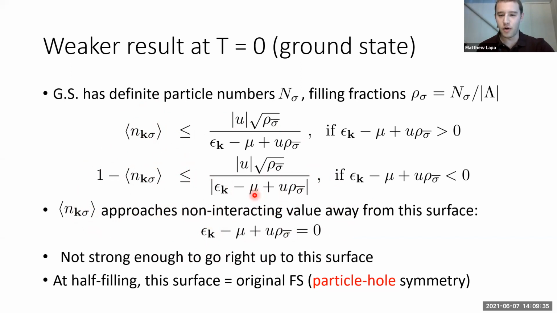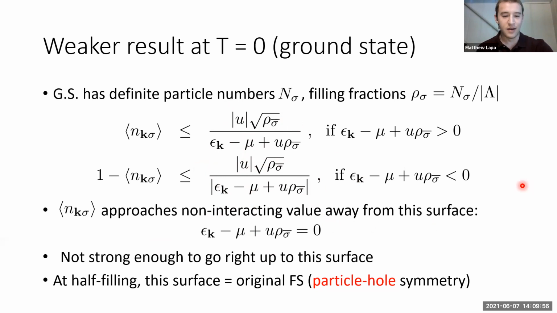I'm not sure if you can do this, at least not for any sign of the interaction. It could be that with repulsive interactions and a more refined analysis, you can get a better bound than this. But this was the best one that I was able to get with the kind of techniques that I had.